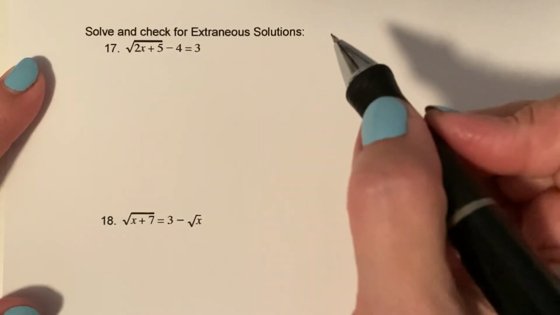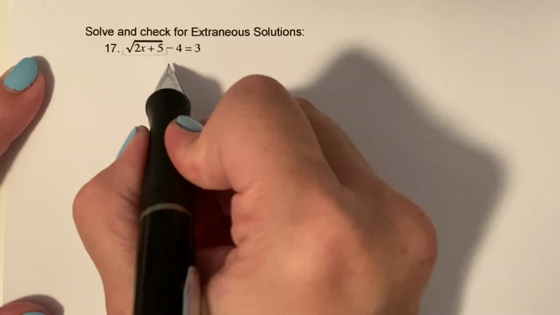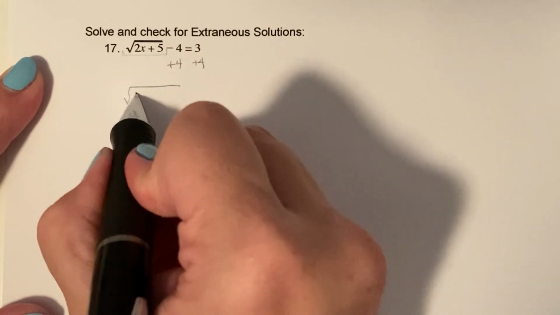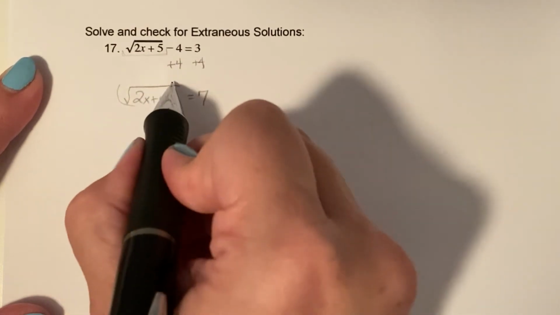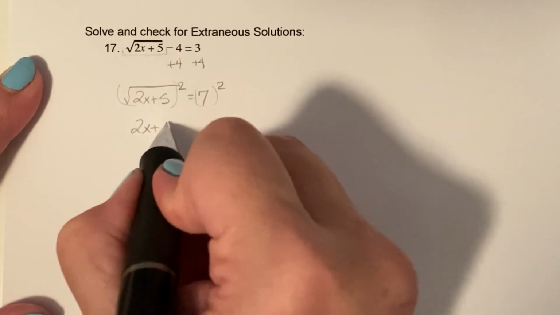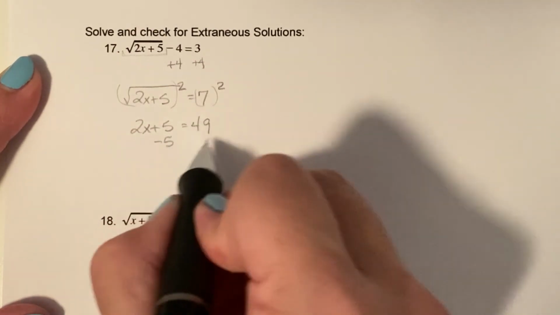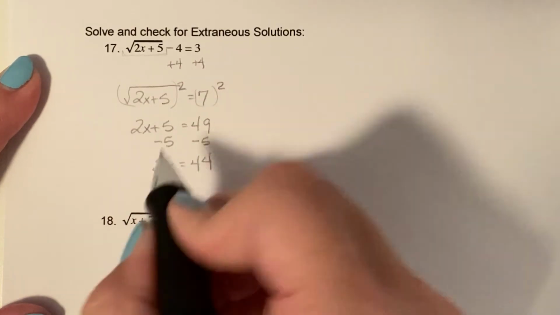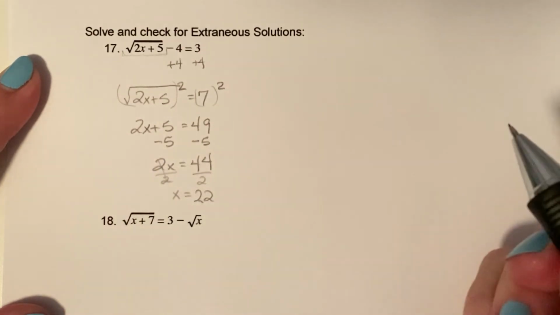Okay, so our first step here, we need to isolate the square root first. So what we're going to have to do is add the 4 to both sides. So we get square root 2x plus 5 equals 7. Now to get rid of the square root, we square both sides. 2x plus 5 equals 49. And then we solve as normal. So subtract the 5. 2x equals 44. Divide by 2. X equals 22.